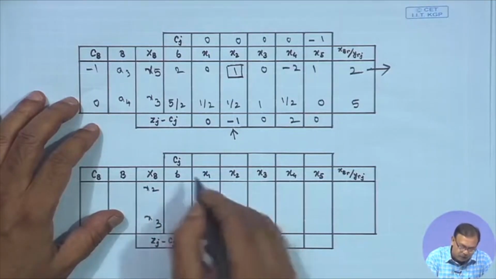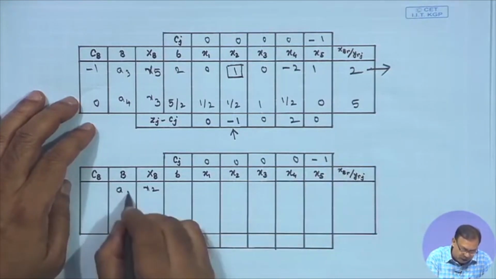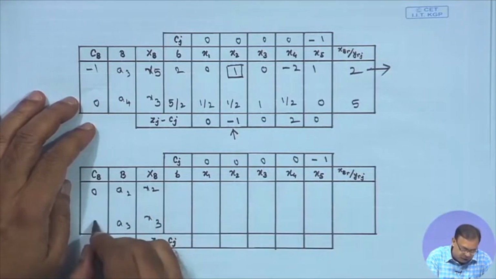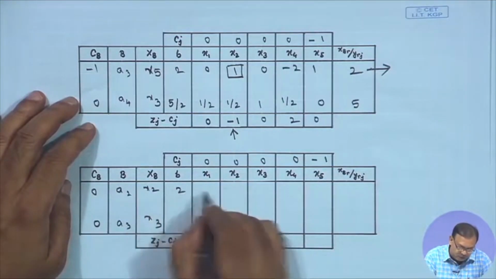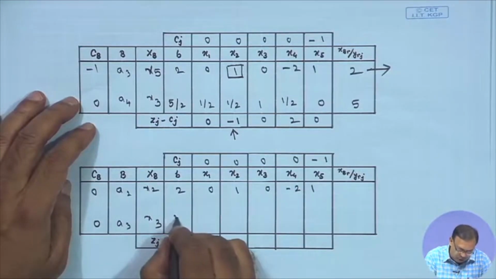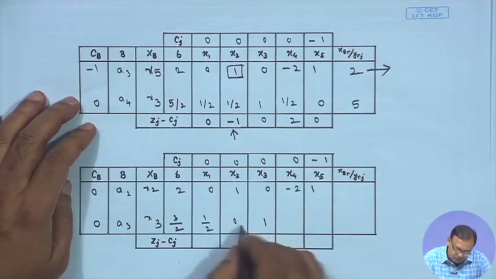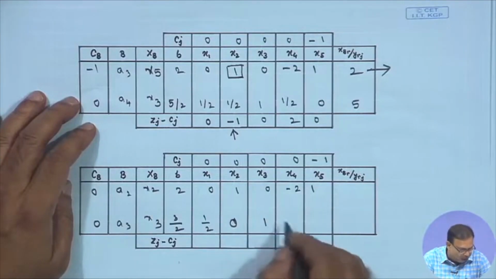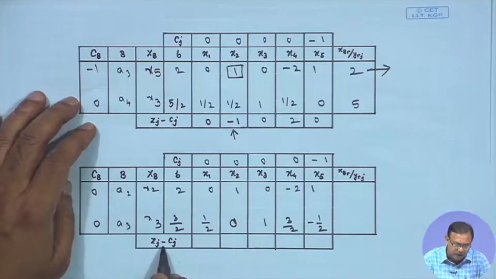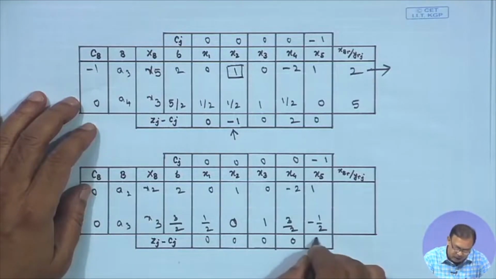So, it will be now x 2 x 3. So, 0 0 0 0 minus 1, your b is A2 A3, your CB will be in that case 0 0, x 2 x 3 is 0. So, these values will be 2 0 1 0 minus 2 and 1, and this one you will obtain as 3 by 2 half 0 1. So, this is 0 1 3 by 2 and minus half. So, now calculate the Zj minus Cj using the normal formula, you will obtain 0 0 0 0 and 1.